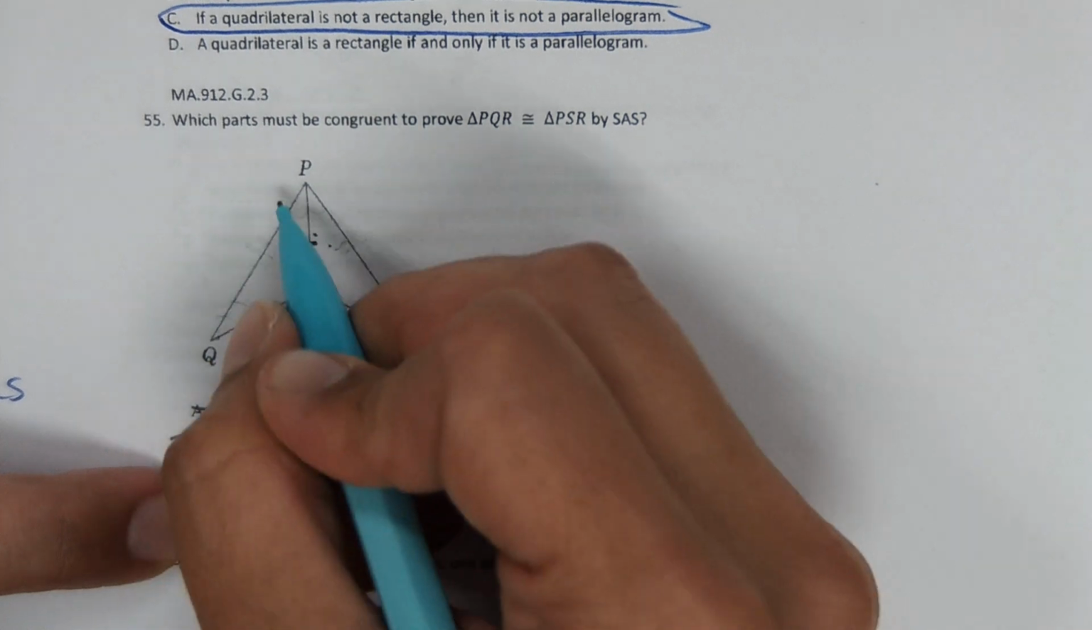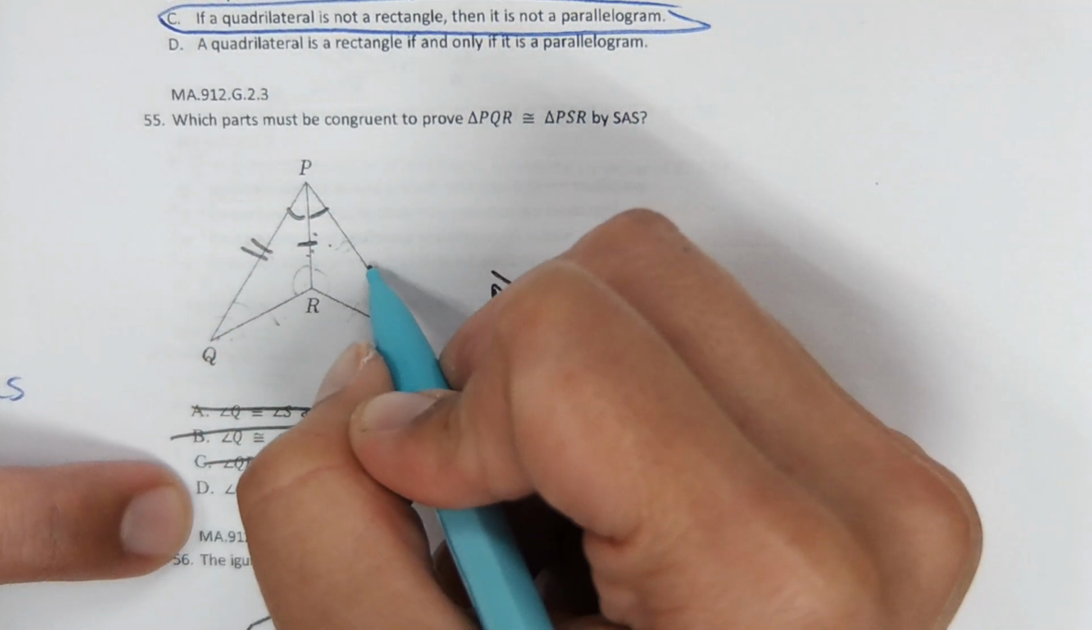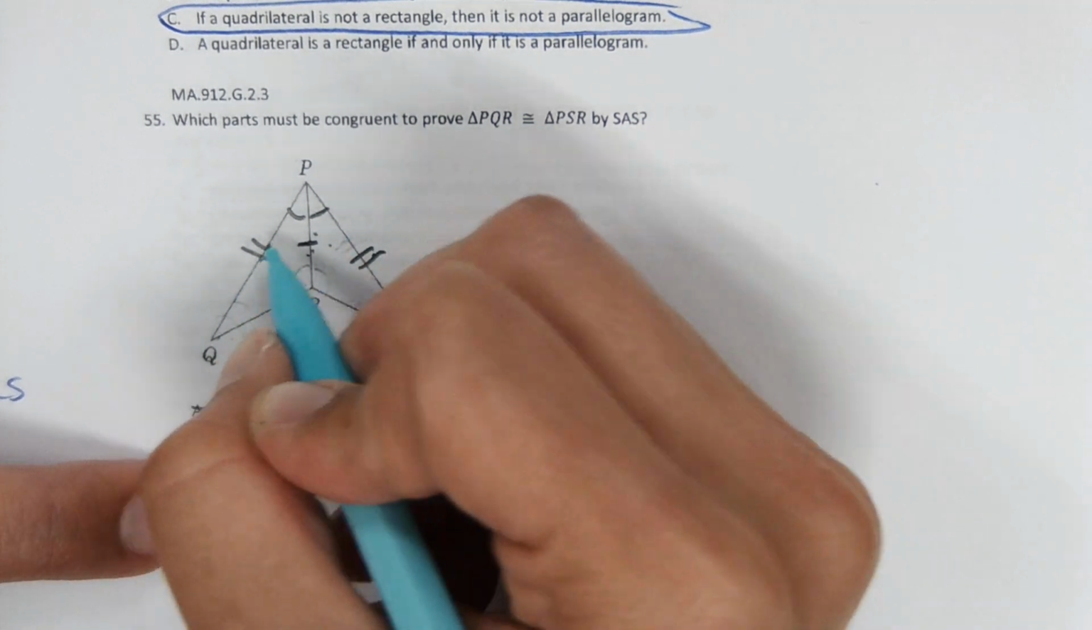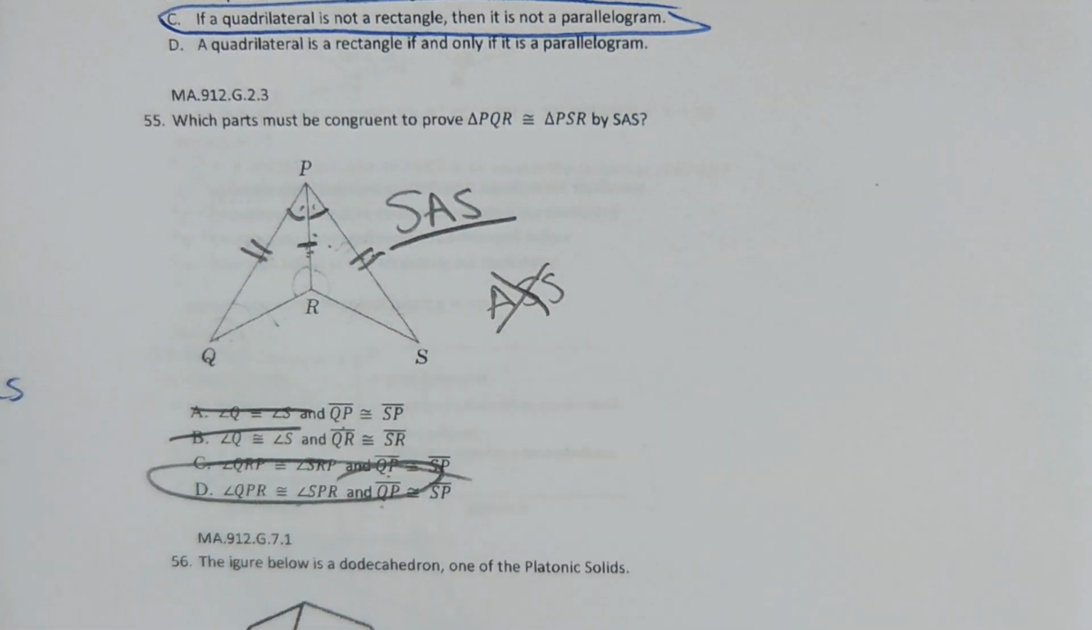D, QPR, this angle equal to SPR, and then QP equal to SP. Now you have side angle side, side angle side. Yay! D.